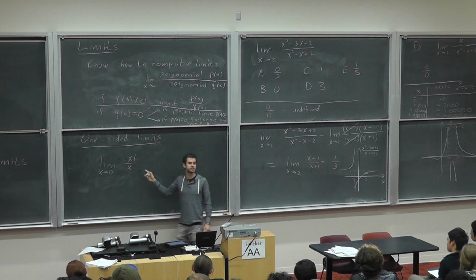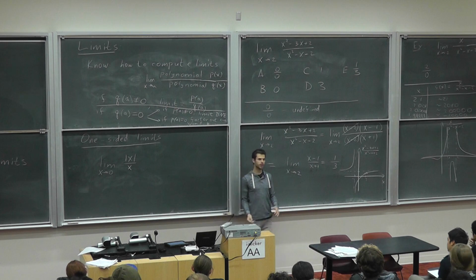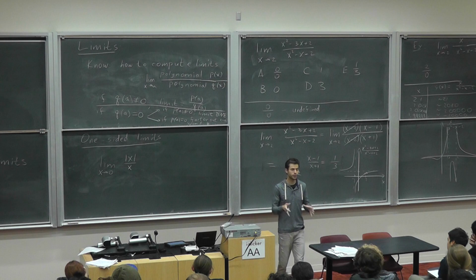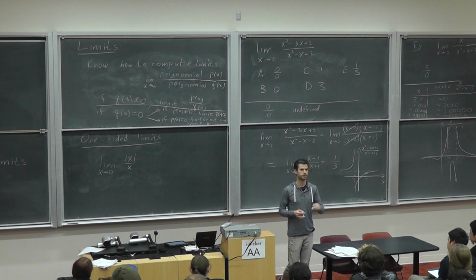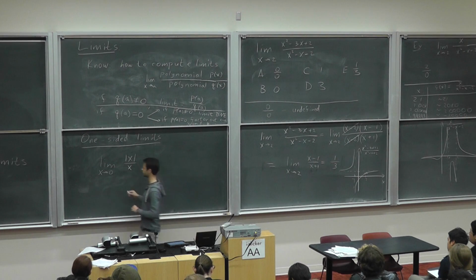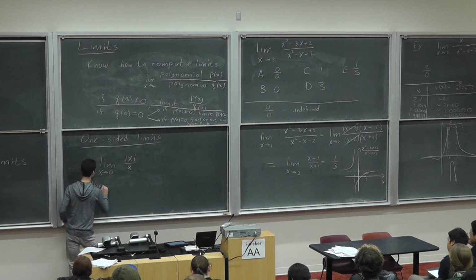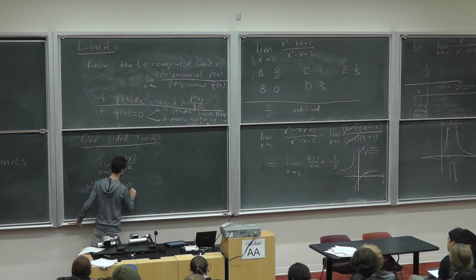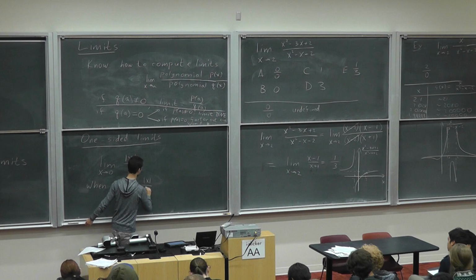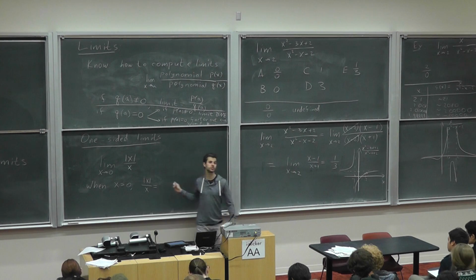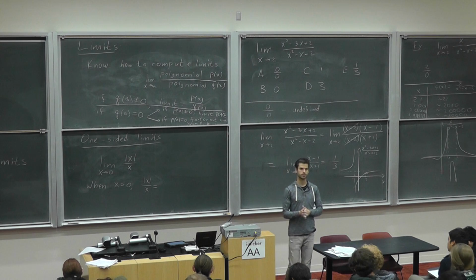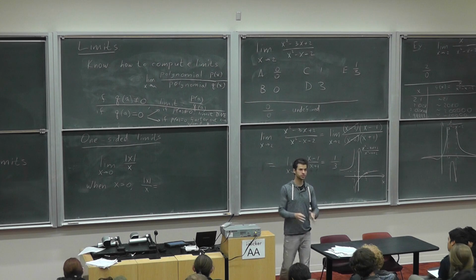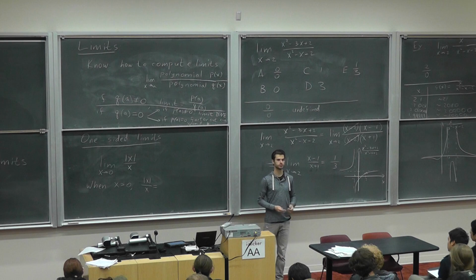Okay, so if I want to understand how this expression behaves, I better separate two cases. One when x is positive, another one when x is negative. Okay, so what happens when x is positive? What can I say about this quotient? Absolute value of x divided by x. What is absolute value of x when x is positive?